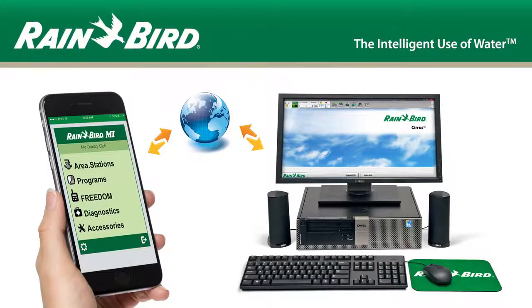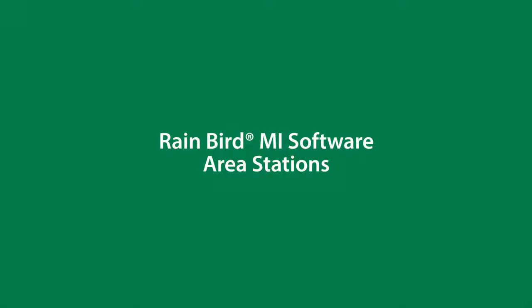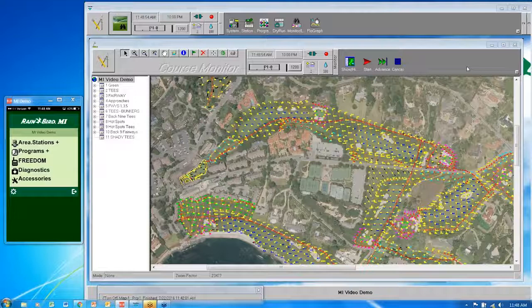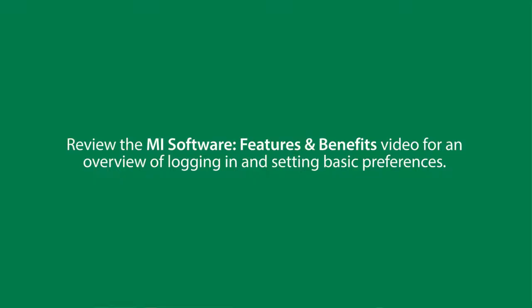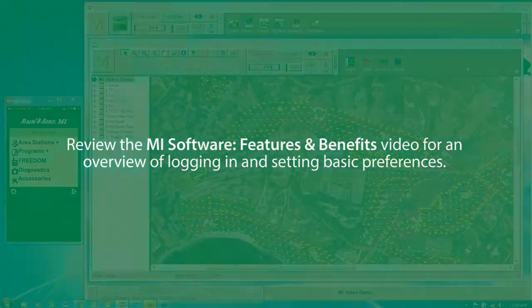This video highlights the Area Stations features of Rain Bird MI software, which runs on all Rain Bird Golf Central Control systems. In this demonstration, we're using Cirrus, but MI works the same with Nimbus 2, Stratus 2, and Stratus LT. In the MI software overview video, we demonstrated how to log in and set some preferences, and provided a quick look at some of the main features.